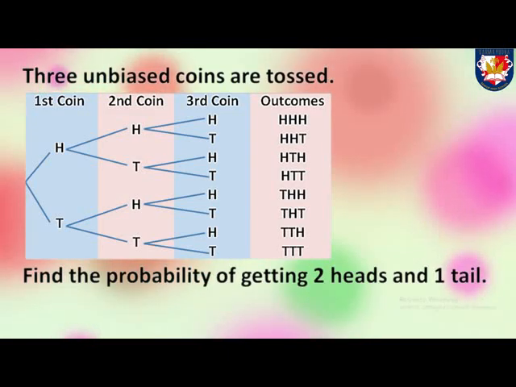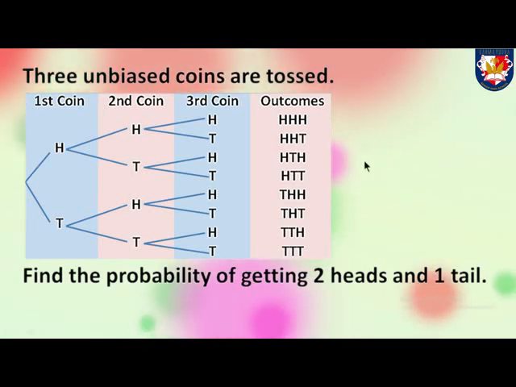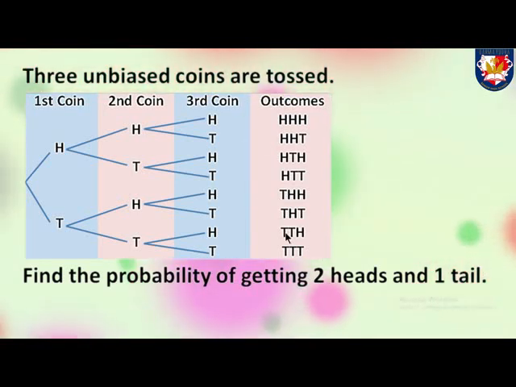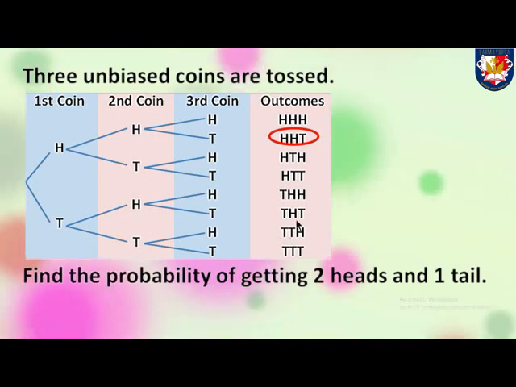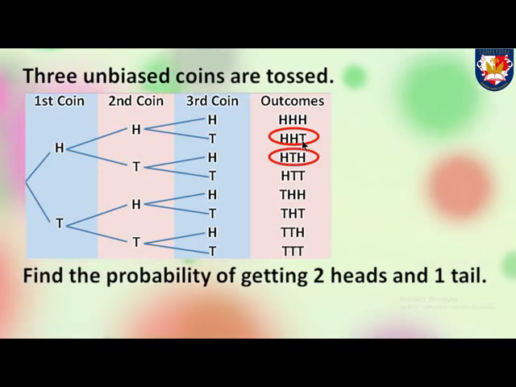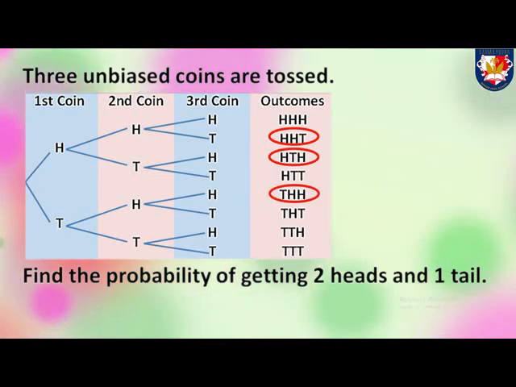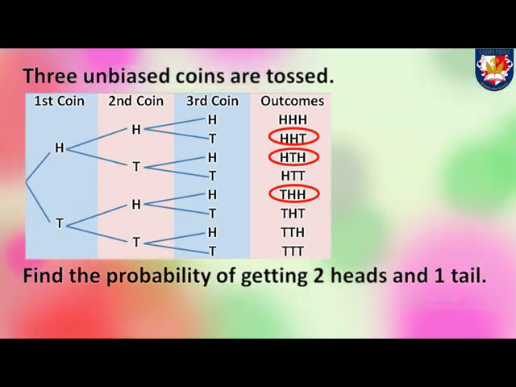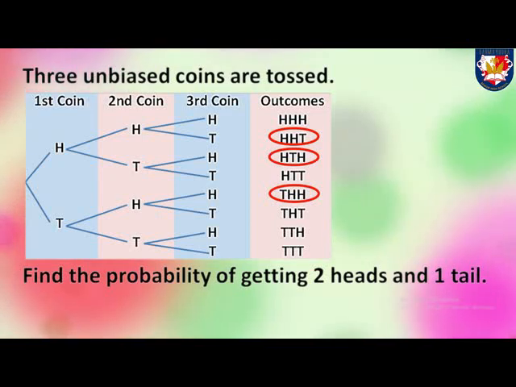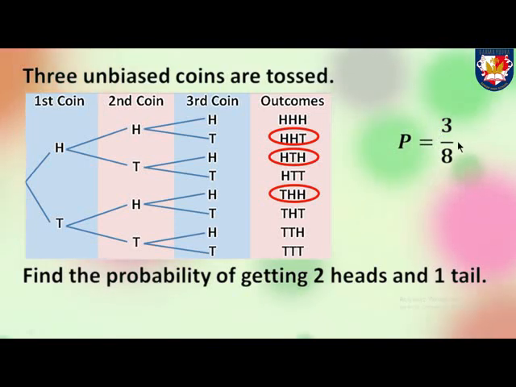How about this one? Find the probability of getting 2 heads and 1 tail. Based on these outcomes, this is a favorable outcome: 2 heads and 1 tail, HHT. And this one is also a favorable outcome: head, tail, head. And also this one: tail, head, head, THH. So there are only 3 favorable outcomes. The probability is 3 per 8, the number of favorable outcomes per number of total outcomes.